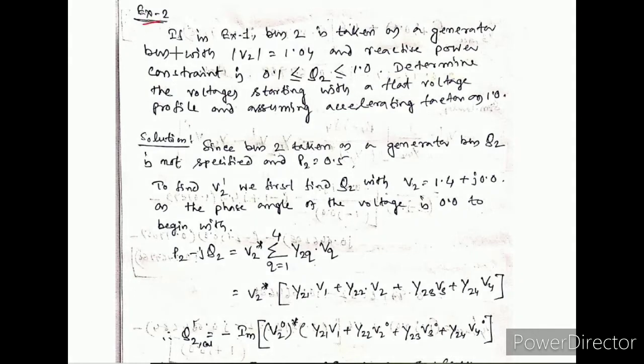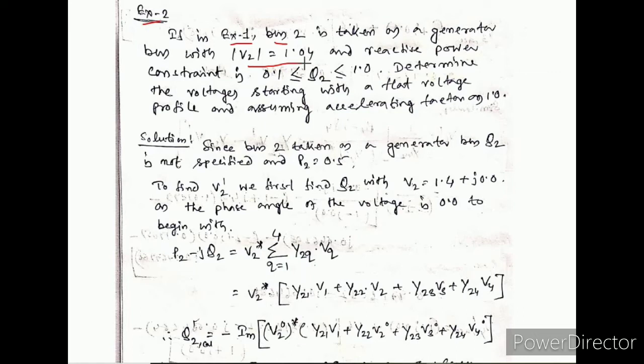See, in example 2 we will use all the data given in example 1 except the bus 2 data. Why? Because bus 2 is taken as a generator bus with V2 equal to 1.04. What is the significance of a generator bus? In the generator bus, that is called the PV bus, P and V are specified and we have to find Q and delta. This will be our motto.